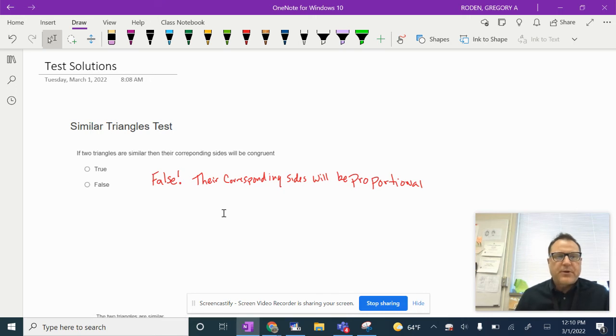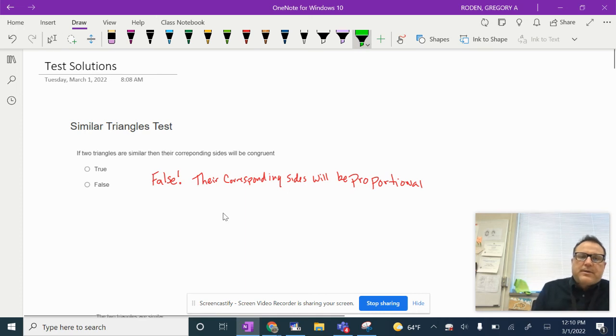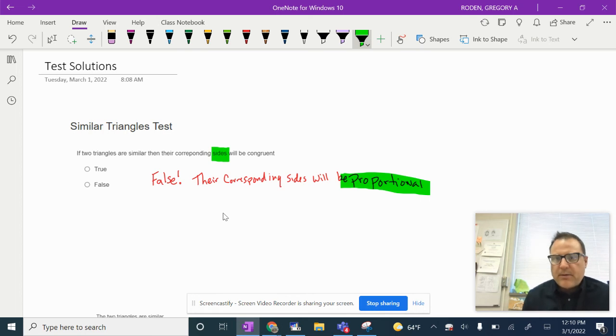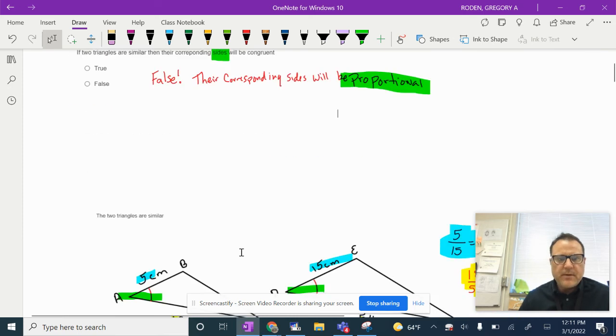It says if two triangles are similar, then their corresponding sides will be congruent. And obviously that is not true. It will not be the sides. Their corresponding angles will be congruent. Their corresponding sides will be proportional. So I think that's what I wanted. It was a false, plus you had to add that they would be proportional. So that's how you get full points for that one right there.